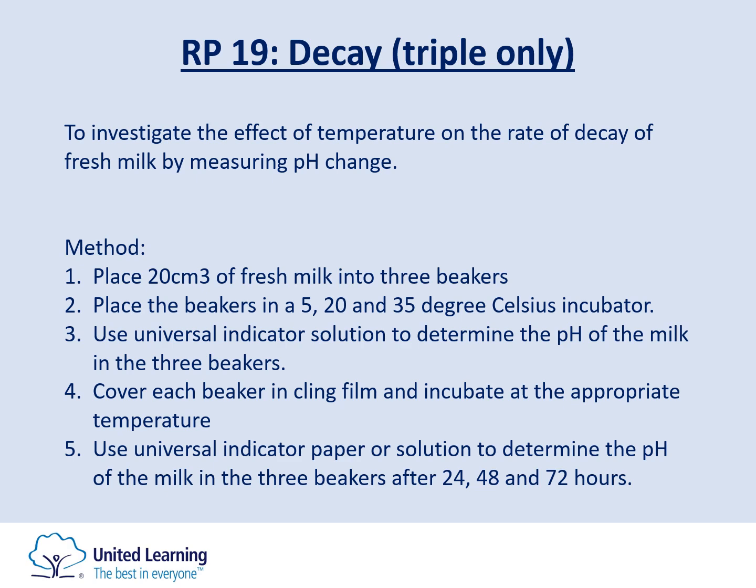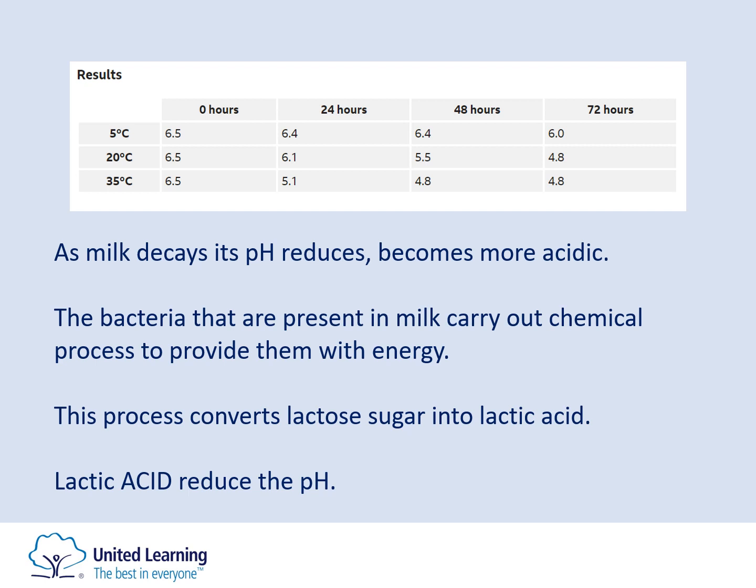Okay, so let's look at the results table for this. So you can see that the milk was stored at 5 degrees Celsius, 20 degrees Celsius, and 35 degrees Celsius. After 0 hours, the pH remained the same, but after 24 hours, we start to see a change. The 5 degrees Celsius has dropped by 0.1. The 20 degrees Celsius has dropped by 0.4, and the 35 degrees Celsius has dropped by 1.4. So we're seeing a much faster decline in pH when we have a higher temperature.